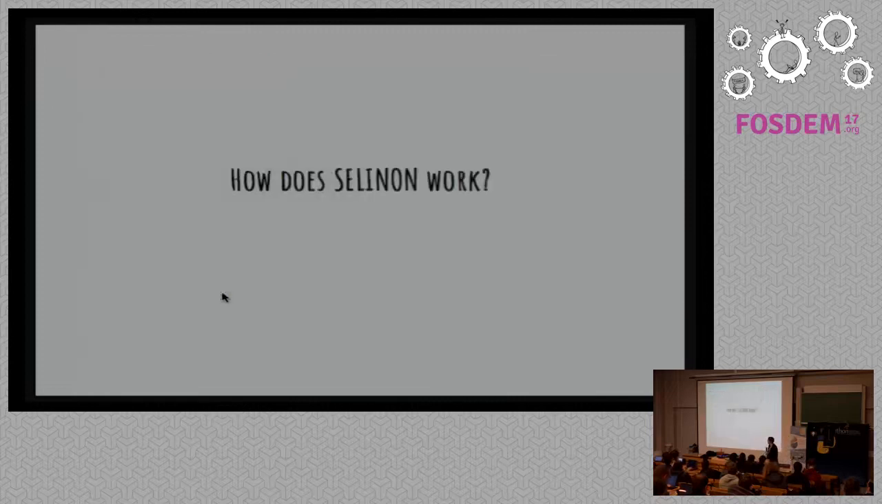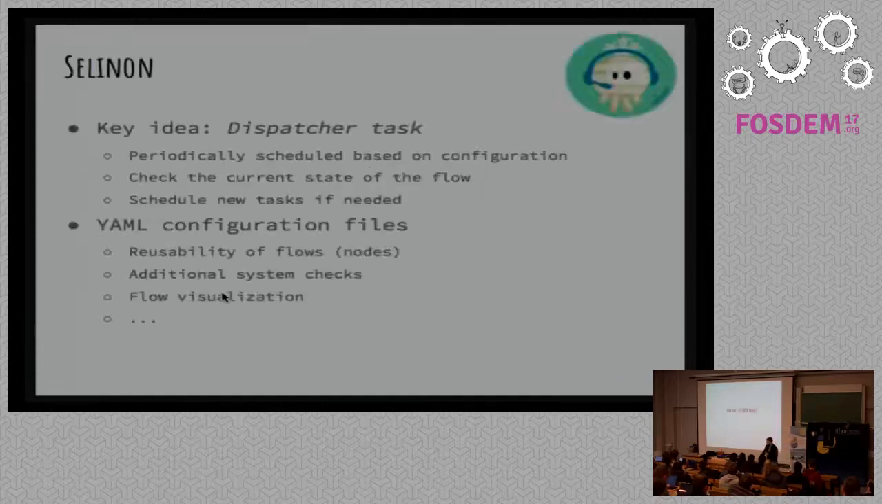And now you might be wondering, how does Selinon work? The key idea behind Selinon is a special task called the dispatcher task. This task is scheduled on some nodes, and it periodically checks the state of the flow. So we have a dispatcher dedicated to each flow, and it checks the state of the flow, it checks which task failed, which task succeeded, and it schedules a new task if needed.